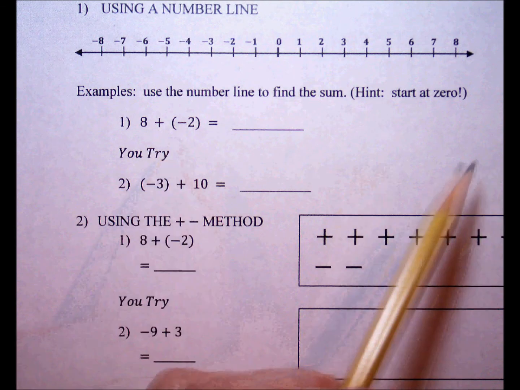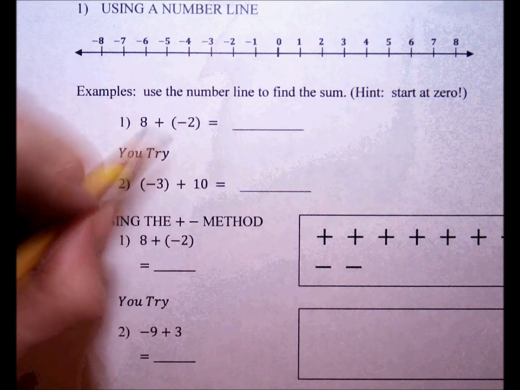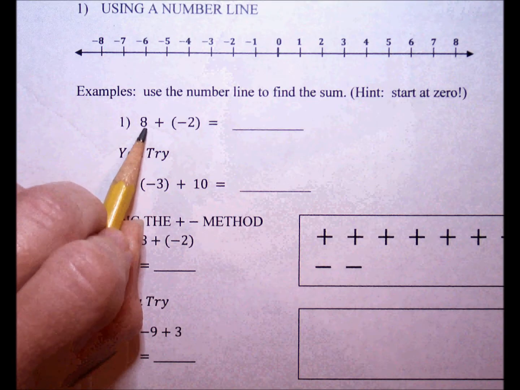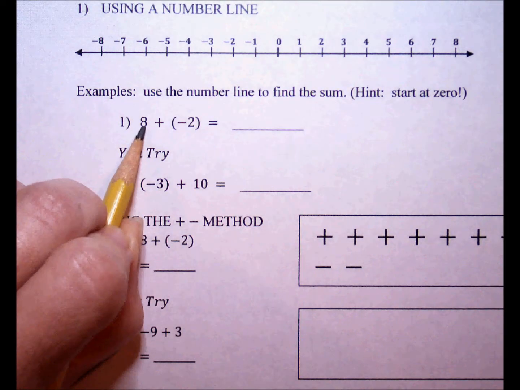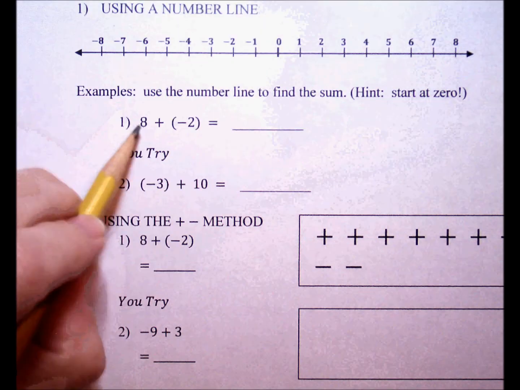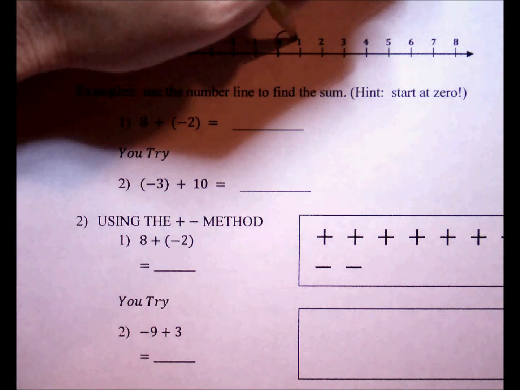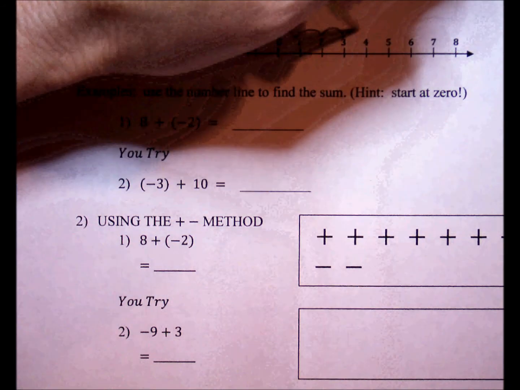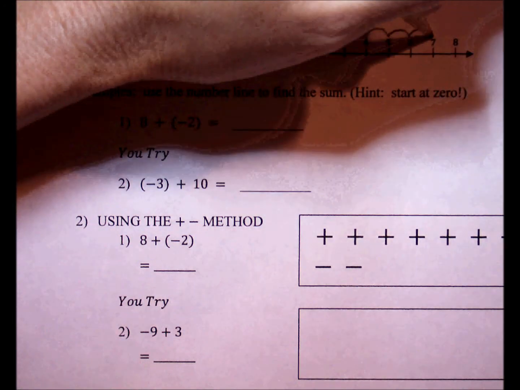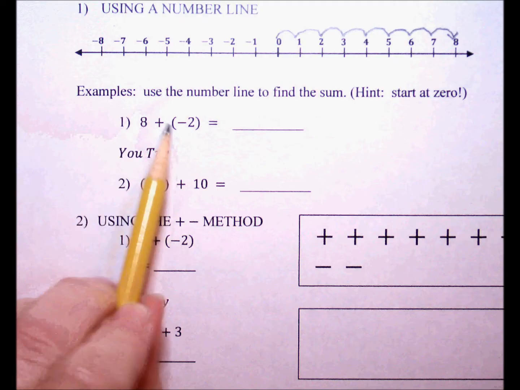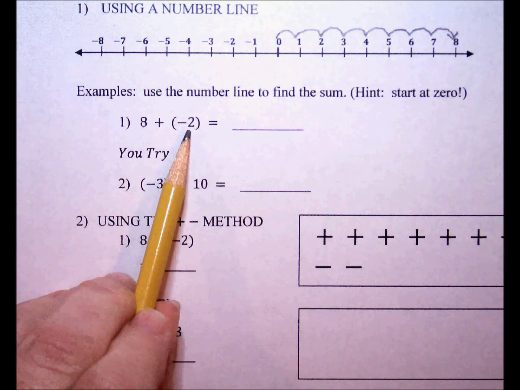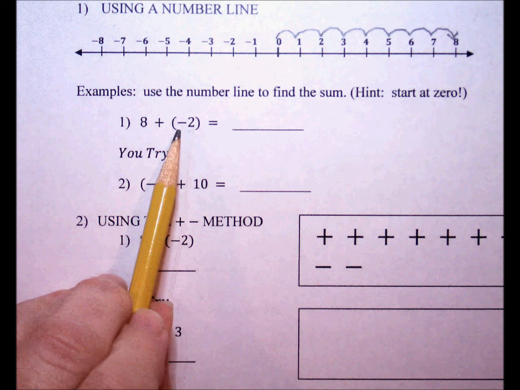Okay, so examples. Use a number line to find the sum. The way we use a number line to find a sum, and notice the hint says start at 0, is that you first go in the direction of your first number. So my first number is a positive 8, so I'm going to go 8 to the right. 4, 5, 6, 7, 8.